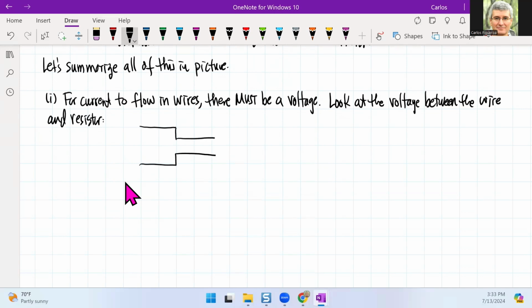And I'm only going to look at half of this thing. So if I look at half of this thing, here's the wire. And then here's the resistor. If I look at this, we can see here is the wire, and over here, I'm going to have the resistor. So what you're seeing here is that I have a charge.